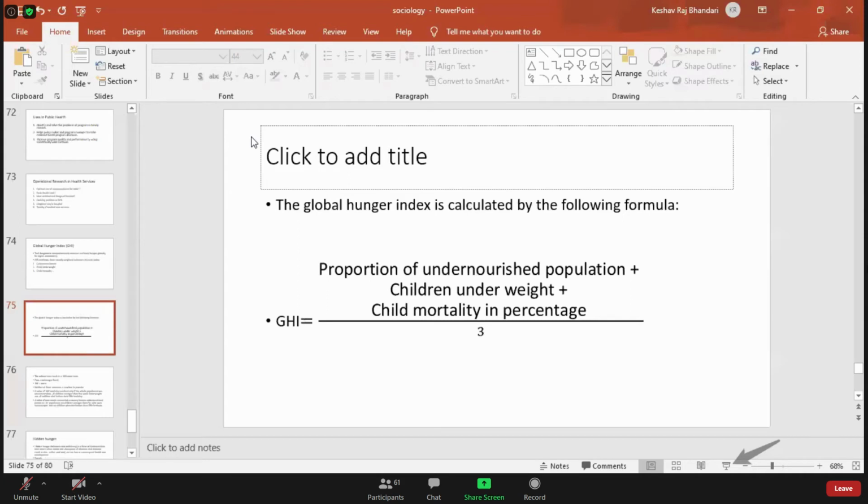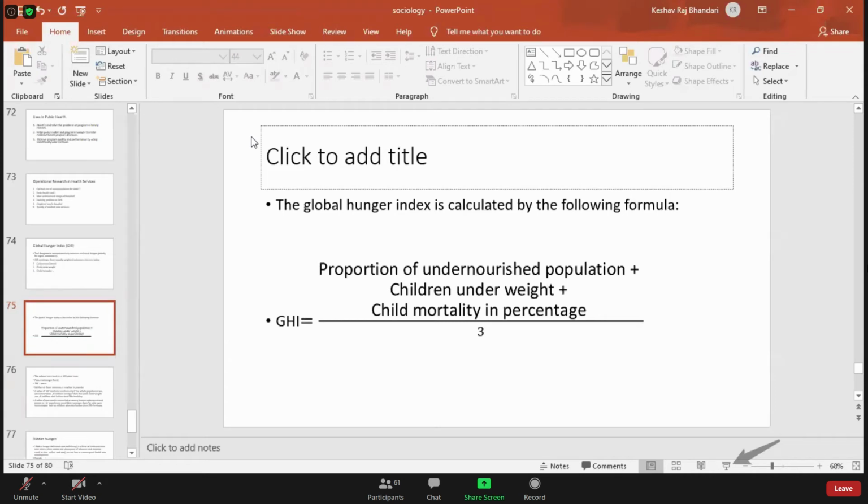It is the average of the three: proportion of undernourished population, children underweight, and child mortality. The proportion of undernourished means what proportion of the overall population is undernourished, so it is given as a percentage of the overall population.